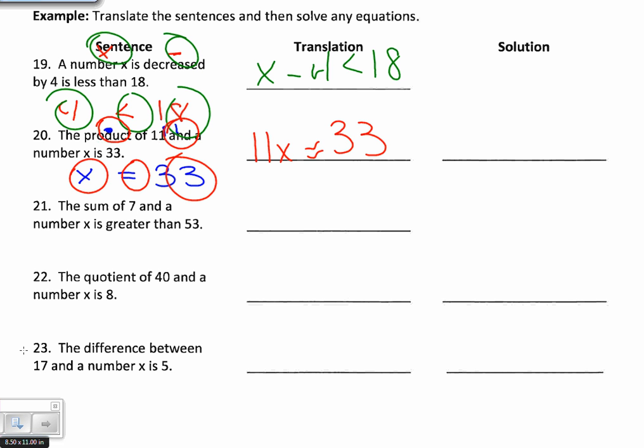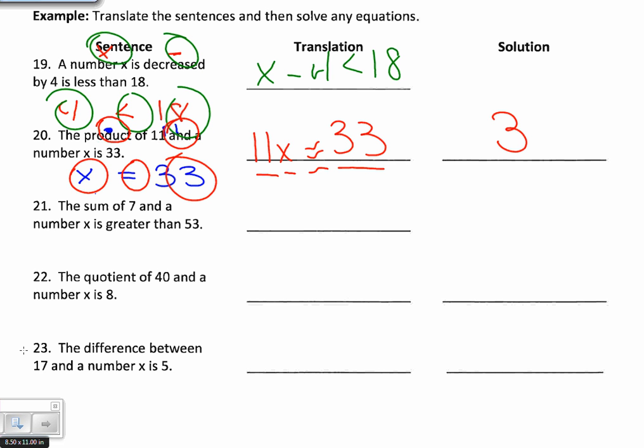Now we're going to solve. We're going to go back to the previous section where we asked ourselves the question: 11 times what equals 33? When I answer that question, I get 3. 11 times 3 is 33.